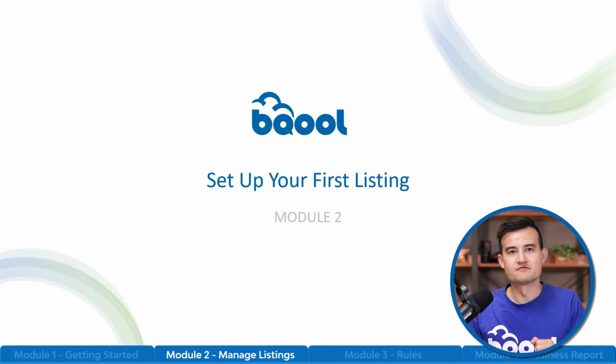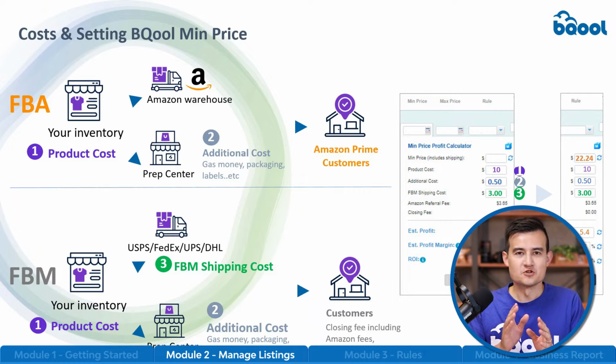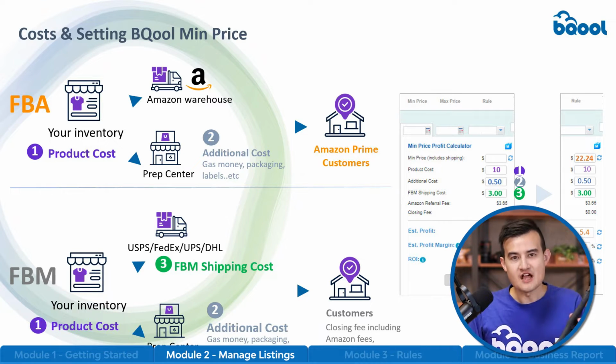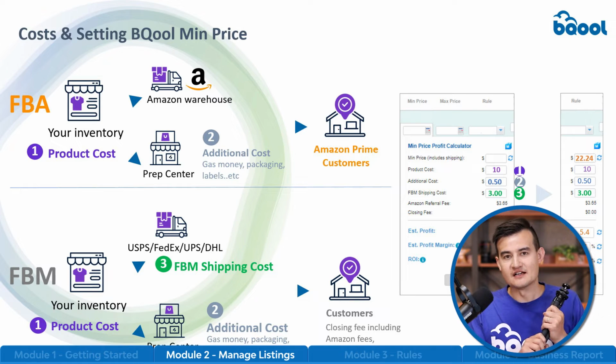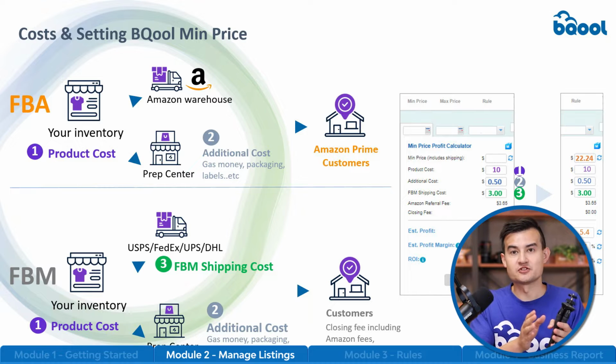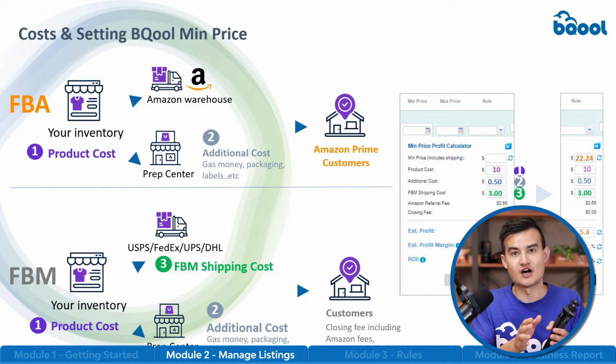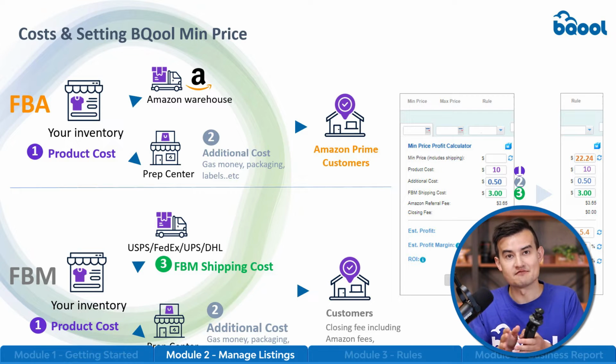Let's set up your very first listing. When you set your min and max, it's really important to get your min price correct. So you want to know all the costs when you're setting the BQool min price. There are several different costs, and I'm going to use this tripod as an example. If I source this tripod for maybe $5, that is my product cost. So that's going to go into, in our diagram, the purple column, which is the product cost, and you will insert that in our profit calculator.